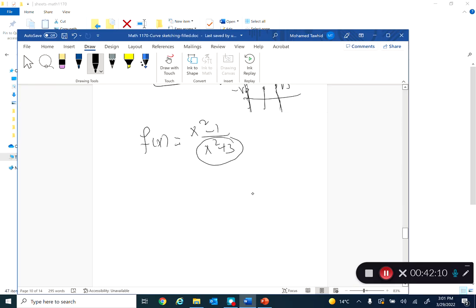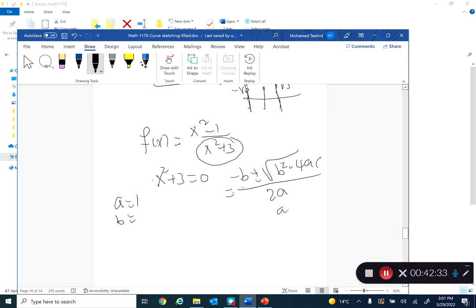Some people ask, what if I take x squared plus 3 and check whether it could be 0 or not? Use the quadratic formula. If you use it, you will find that there is no real solution. The quadratic form is ax squared plus bx plus c equals 0. So what is your a? 1. What is your b? You don't have any x term, so your b is 0. What is your c? Your c is 3.